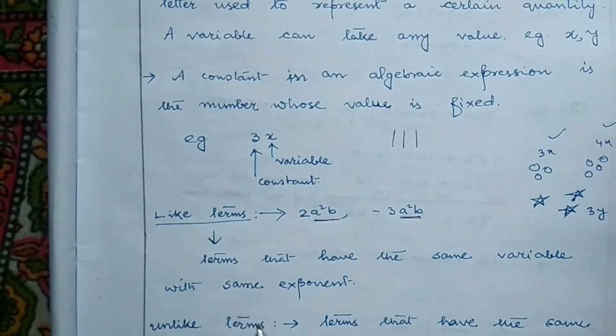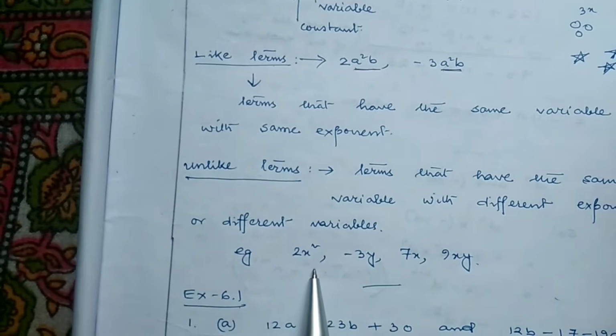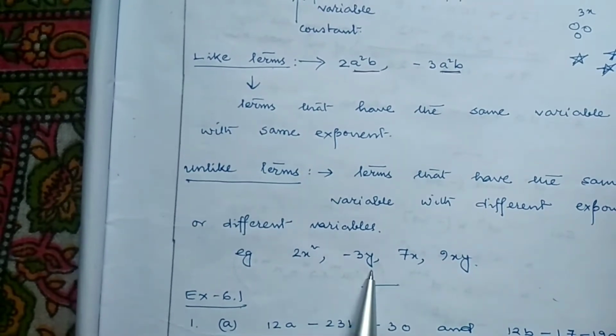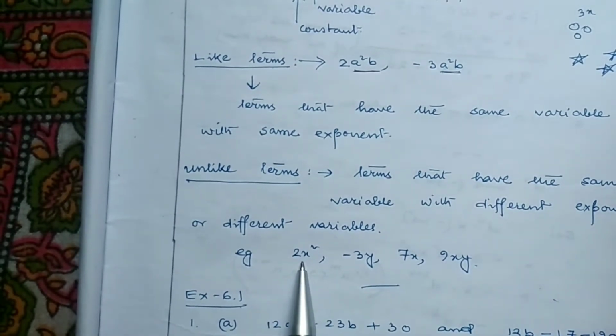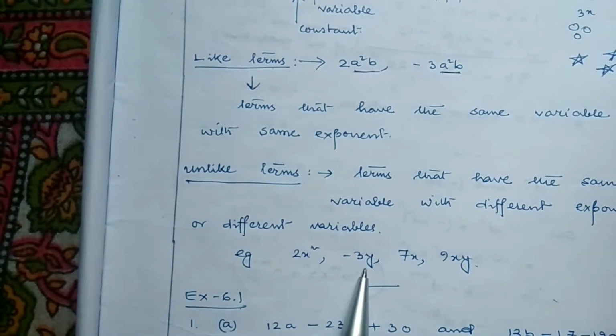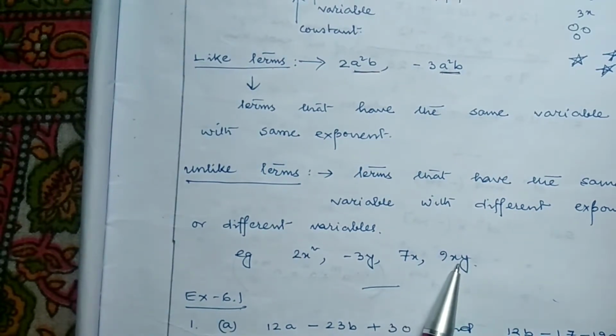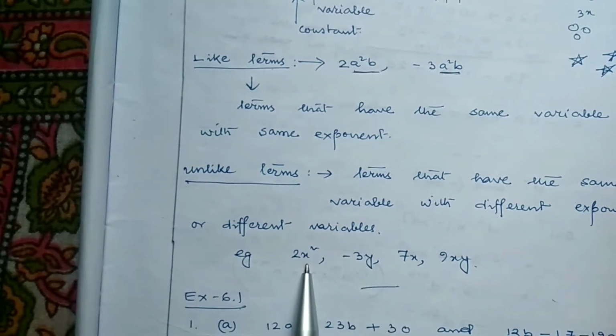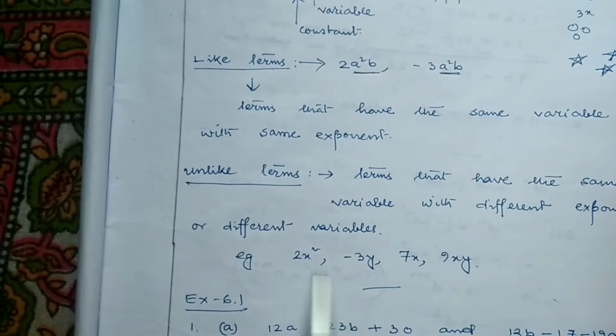I hope you have understood what is an algebraic expression, what is a variable, what is a constant, and like terms. Similarly, we can say what are unlike terms. Unlike means, suppose here 2x square, 3y, just see the variable part, here it is x square, here it is y, they are not the same, so they are called unlike terms. Okay, so here 7x, 9xy, just see xy, x, y, x square. They are all different, so they are called unlike terms.